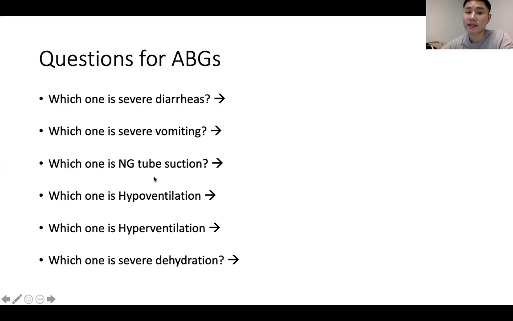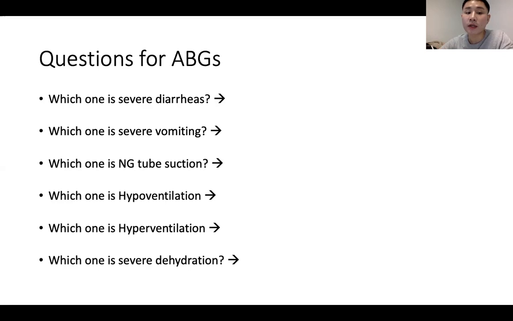Next is NG tube suction. NG tube suction is the same concept as severe vomiting. When the patient is on NG tube suction, the tube is inserted into the patient's stomach and they suction the content out. So of course, when we suction anything from the stomach, we lose the acid. So that's why patients who are on NG tube suction are at risk for metabolic alkalosis, because we lose acid, we lose stomach content.